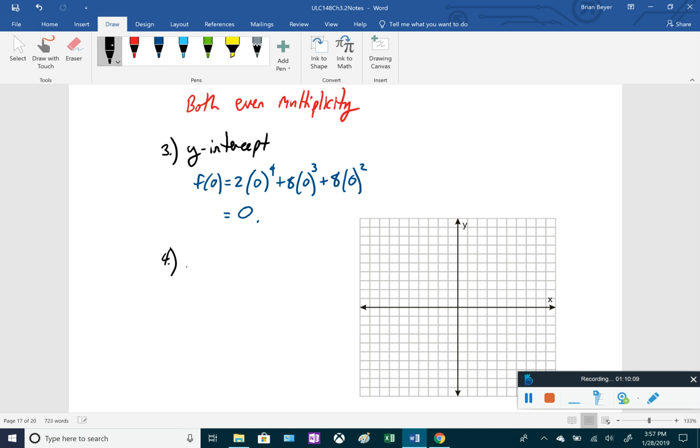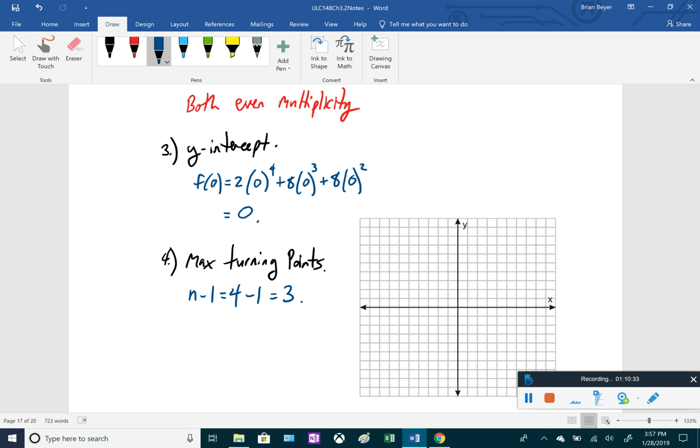And next, let's look at the maximum number of turning points. Once again, this one's going to be pretty easy. It's just going to be n minus 1. This is a degree 4 polynomial, so 4 minus 1. So at most, there's going to be 3 turning points here.